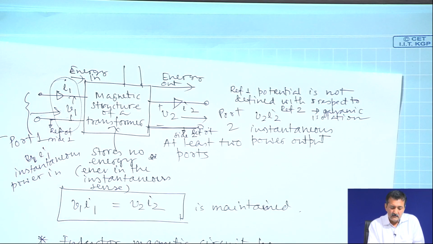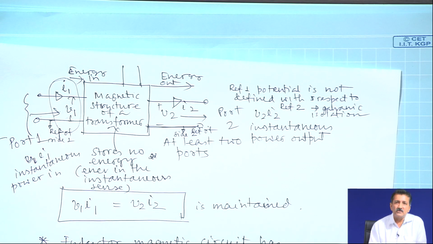So, it transfers power with galvanic isolation and simultaneously it scales voltage and current. One is a consequence of the other. So, if the power is unchanged, and there is a scaling in the voltage, there must be a scaling in the current, as we see here, V1 I1 is equal to V2 I2.